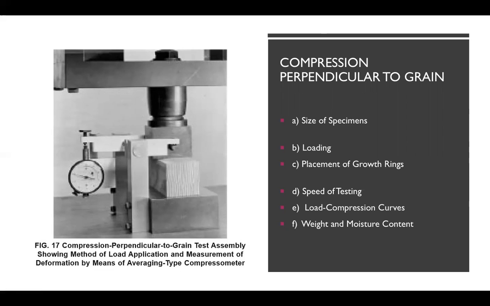it should be applied through the metal bearing plate, 2 inches or 50 millimeter in width, placed across the upper surface of the specimen at equal distance from the ends, at right angle to the length of the apparatus. So for placement of growth rings, the specimen shall be placed so that the load will be applied through the bearing plate to the radial surfaces.